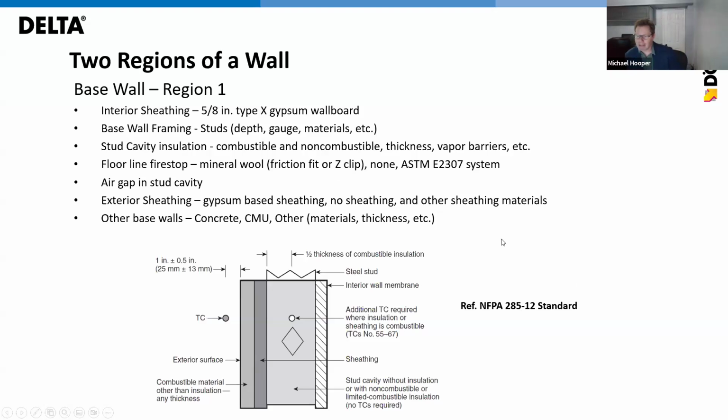So this test could be run with 1/2-inch type C gypsum, but experience has shown that those gypsum instances will end up cracking and allow the fire through. So the general rule of thumb is always use 5/8 inch type X gypsum for the interior.